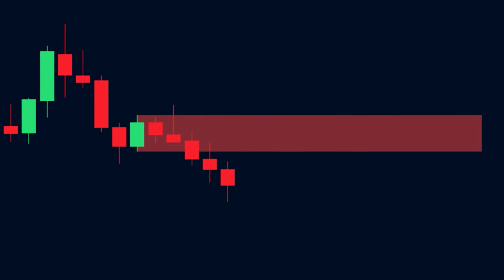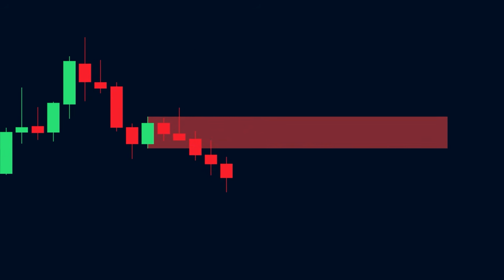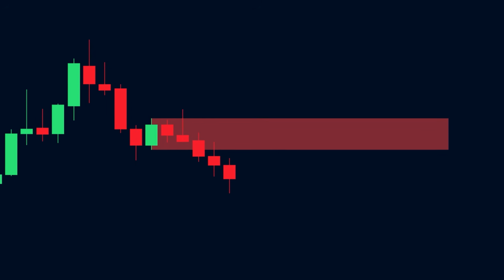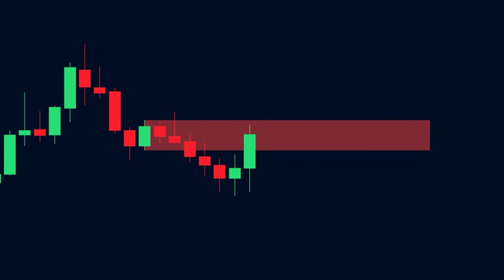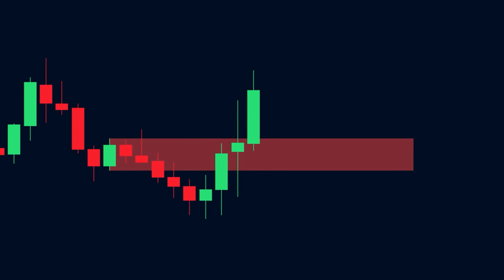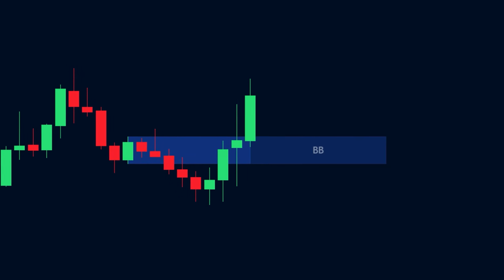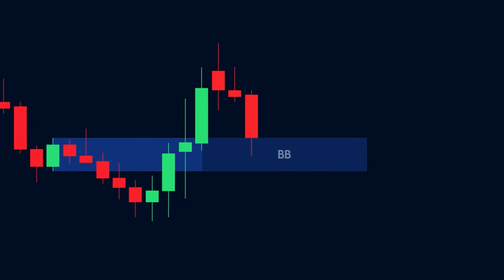And the same thing applies for bearish order blocks. You've got a bearish order block, which is an area where sellers stepped in the market aggressively before. Price approaches, but instead of rejecting, it breaks above. That bearish order block just became a bullish breaker block. If price returns to that zone, it'll act like support.